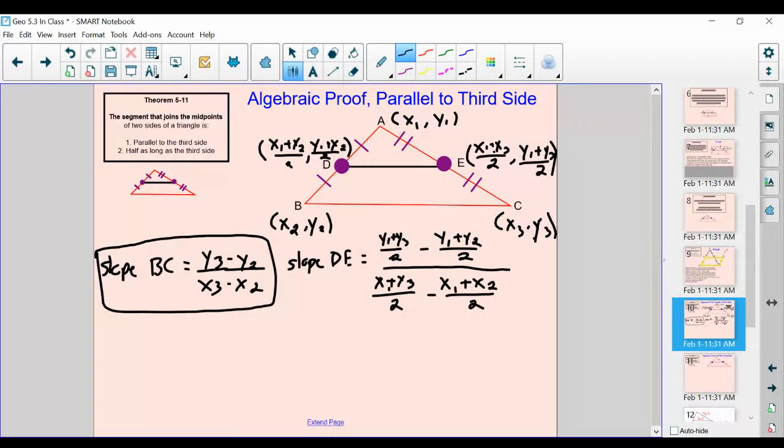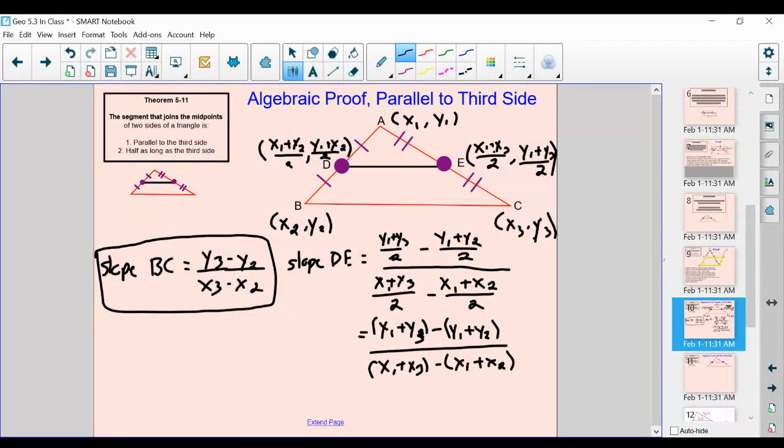If we multiply the numerator and the denominator by 2, if we increase everything by a factor of 2, you are going to see that we now have no more fractions within the fraction. So it really turns into now (y1 + y3) minus (y1 + y2) over (x1 + x sub 3) minus (x1 + x sub 2).